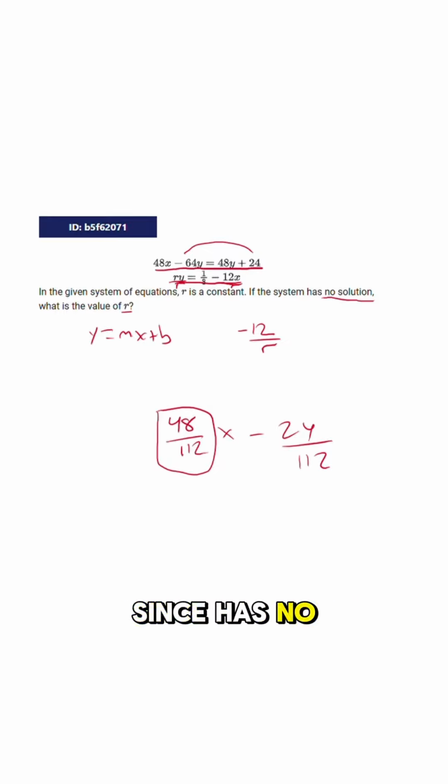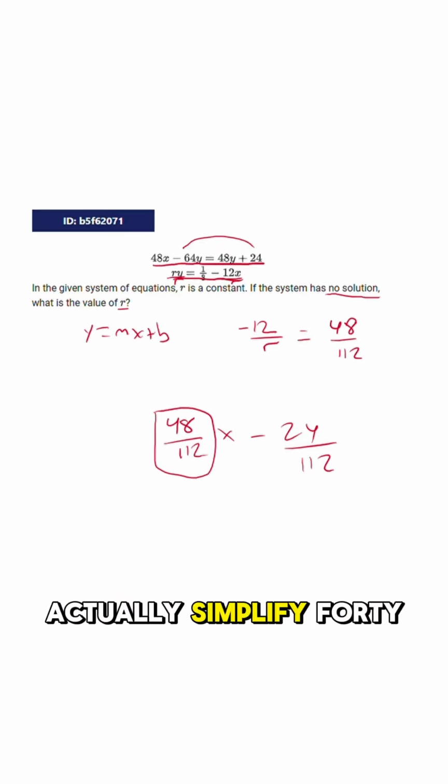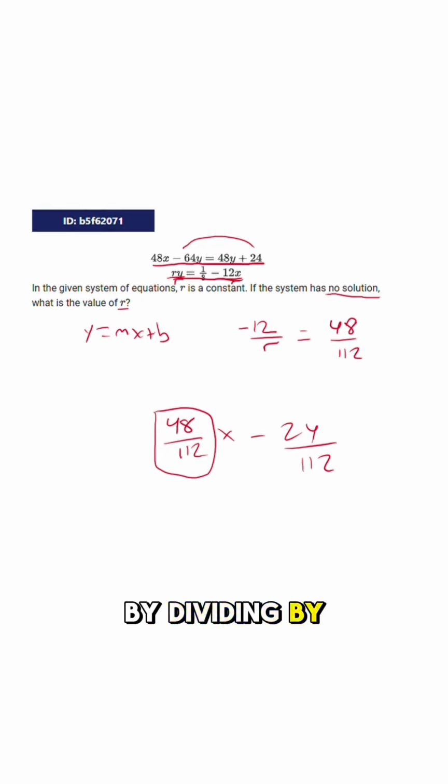We know that since it has no solution, these slopes have to be parallel, or the same. So that means that we have to have negative 12 over r equals 48 over 112. But we can actually simplify 48 over 112 a little bit by dividing by 2 on both sides. So we're going to have 24 over 56. And then we can do it again by dividing by 2 again. We could say 12 over 28.